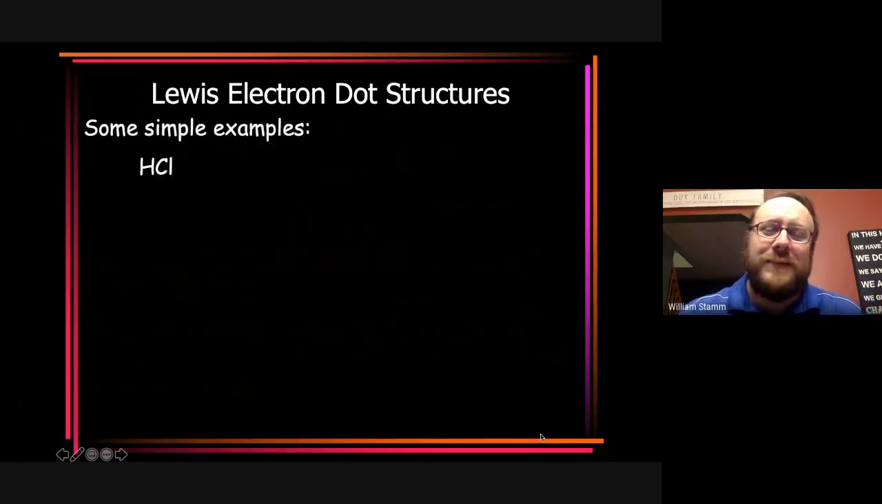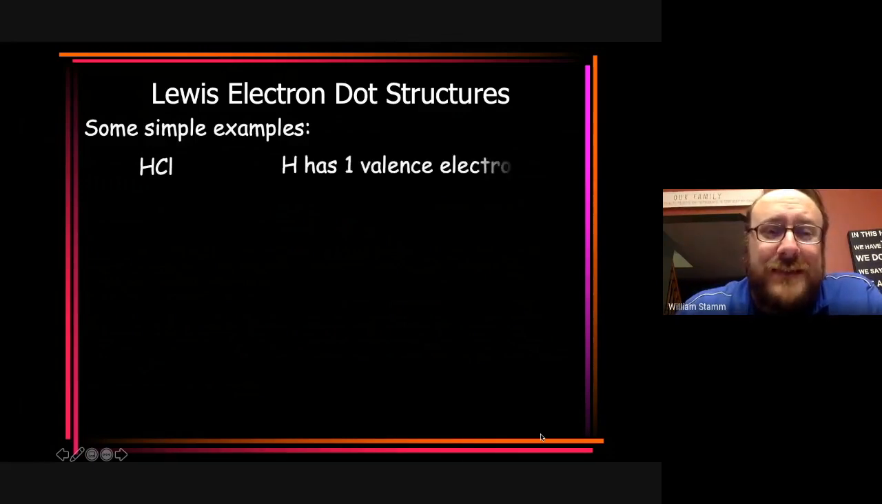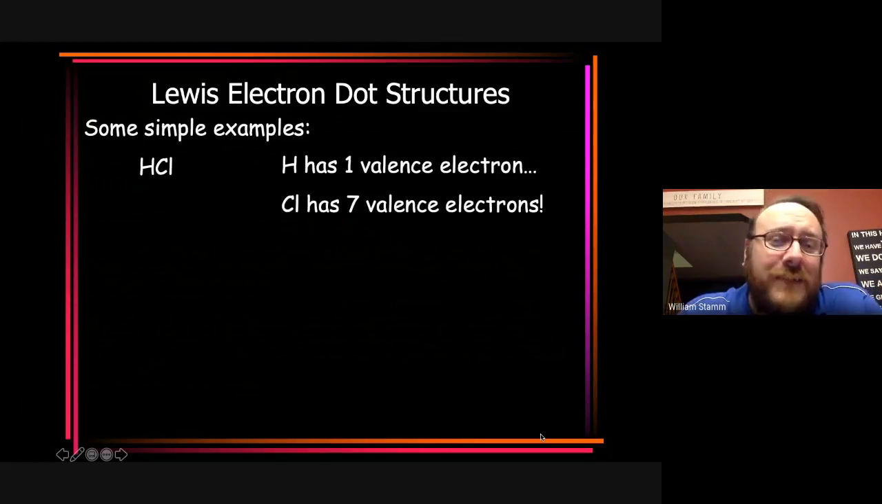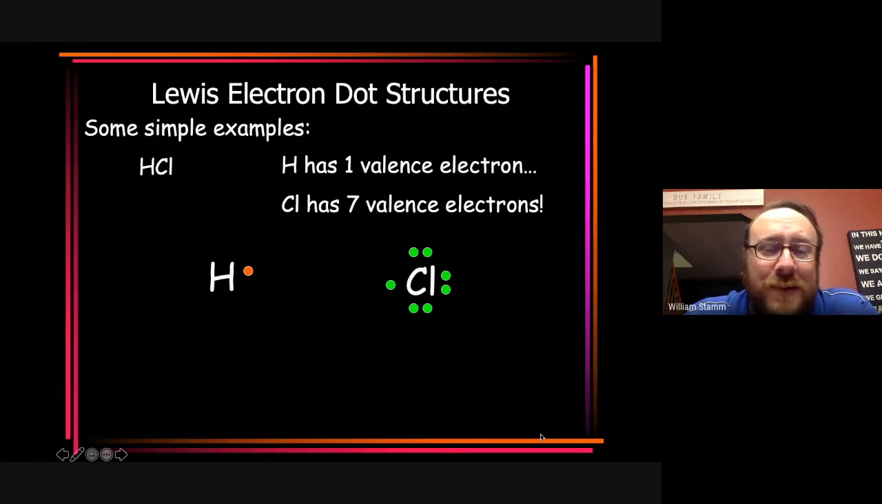Let's do an example. These are very simple examples, hopefully proving the point pretty easily. Take the Lewis dot structure for hydrochloric acid, HCl, between hydrogen and chlorine. Hydrogen, first column, has 1 valence electron. Chlorine, a halogen, has 7 valence electrons. So both of them are not stable. Hydrogen does not have a duet. Chlorine does not have an octet. So what can we do? First, we would just draw them. This is a simplified way of doing this. There'll be a much more complex way of doing it later on.